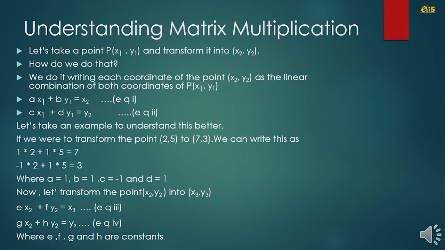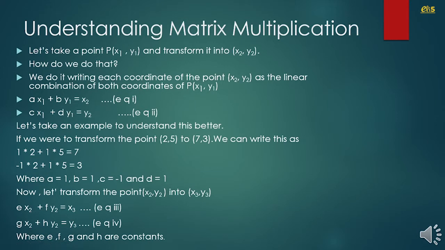So let's use the same method now to transform x1, y1 to x2, y2. So we write x2 as a constant a times x1 plus b times y1, where a and b are constants. And we write y2 as another constant c times x1 plus another constant d times y1.